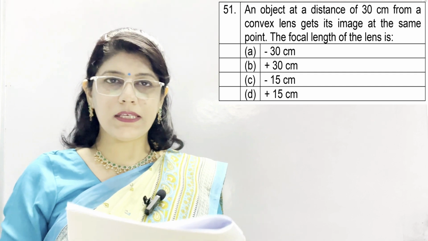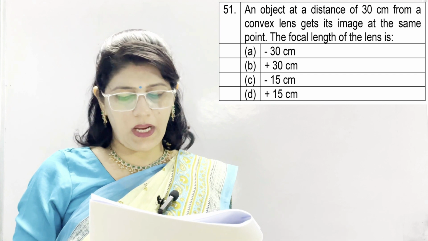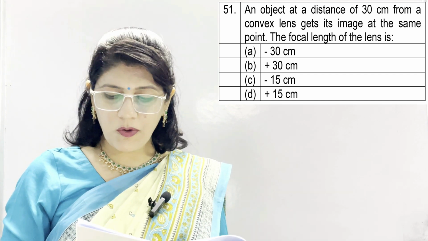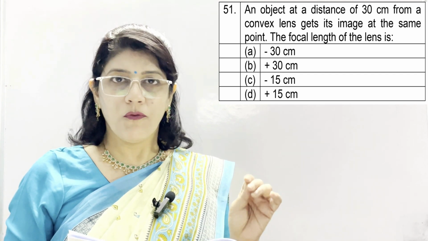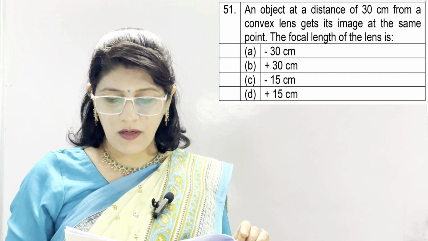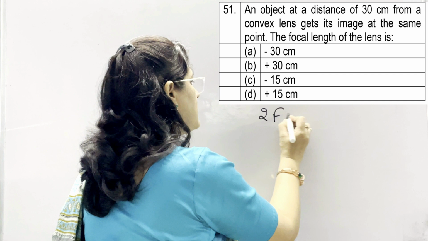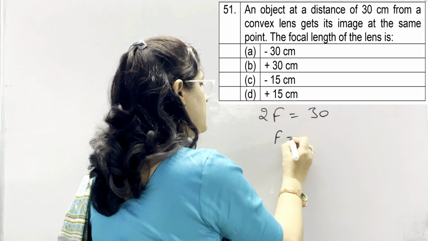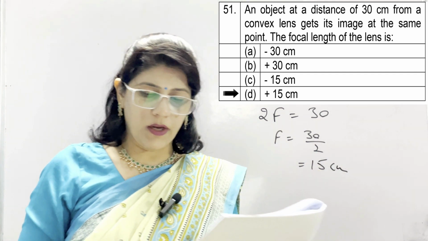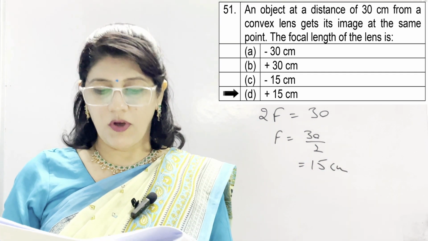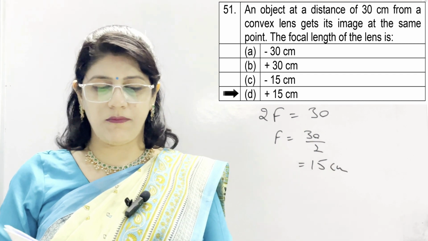The focal length of the lens is, options given are minus 30 centimeter, plus 30, minus 15 and plus 15 centimeter. Now we know when the object is placed at 2f, only then the image will be formed at 2f. It means here the image is forming at 2f. So focal length of the lens, 2f is equal to 30. So it means focal length is equal to 30 upon 2. It means 15 centimeter. It is a convex lens, so focal length is positive. So correct option is option number D, which is plus 15 centimeter.